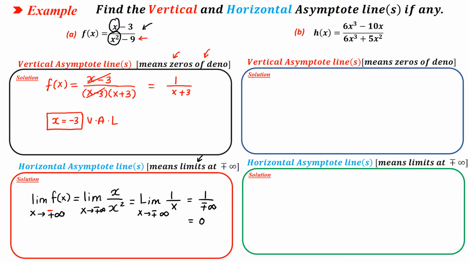Now since the limit at infinity equals a number, which is 0 in our question, y equals 0 is the horizontal asymptote line of our example.